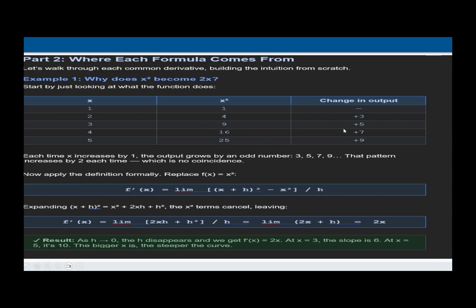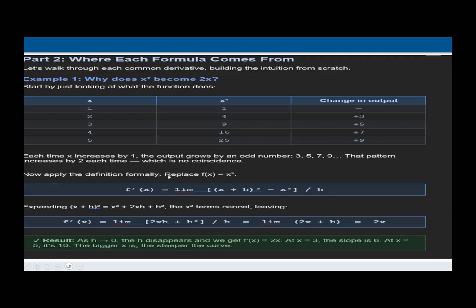You see that? This is the change in output. When you input 5, the output increases by 9. When x equals 5, x squared is 25, but the change in output from 16 to 25 is 9. Each time x increases by 1, the output grows by an odd number: 3, 5, 7, 9. You can see it very clearly. That pattern increases by 2 each time. It's no coincidence: the difference is 2, 2, 2, 2.